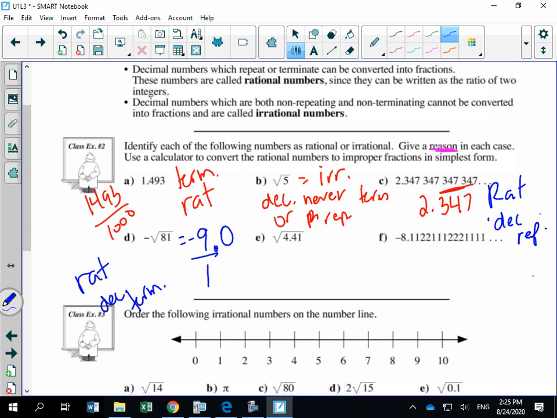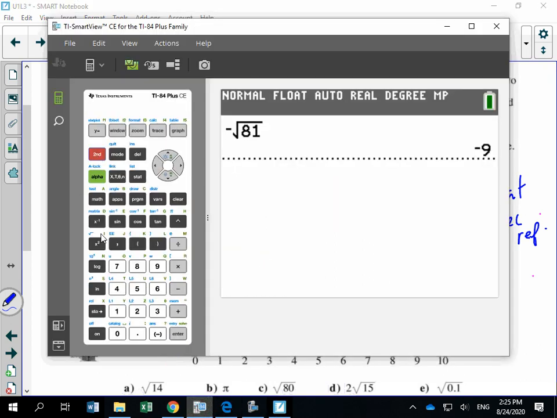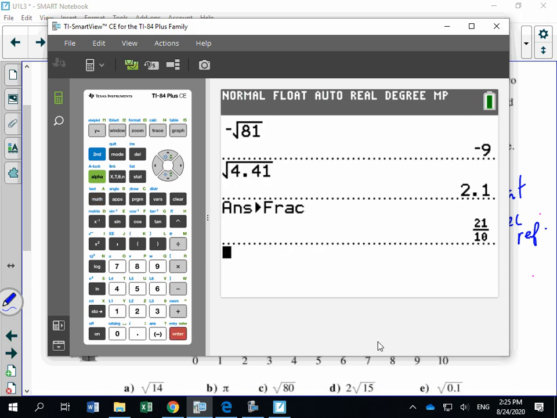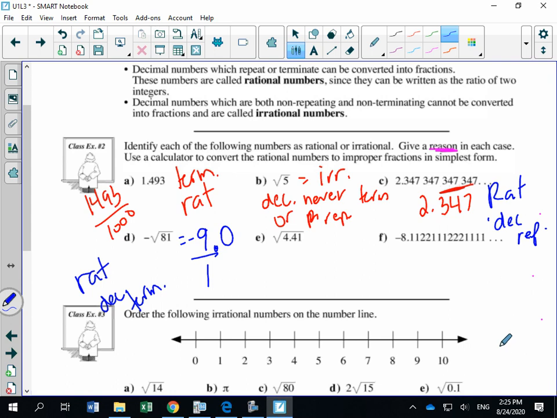Square root of 441. What would you guys say? Rational or irrational? So think about that. Does that decimal, is that a nice number or an ugly number? That is nice. The decimal terminates. Math 1 fraction, 21 over 10. 2.1, which is 21 over 10. This is rational. Decimal terminates.